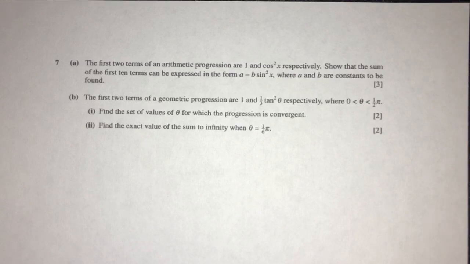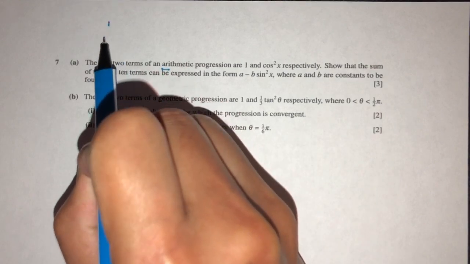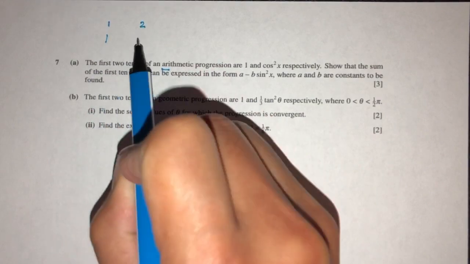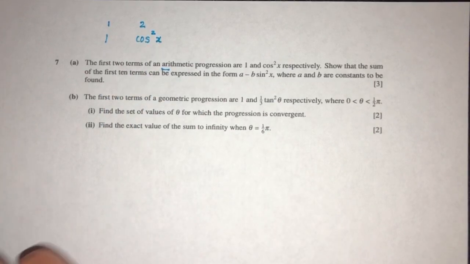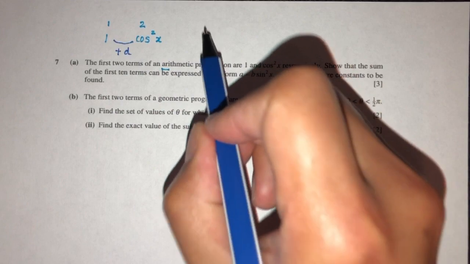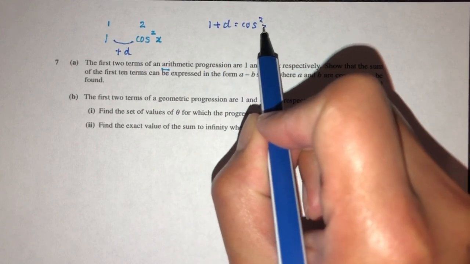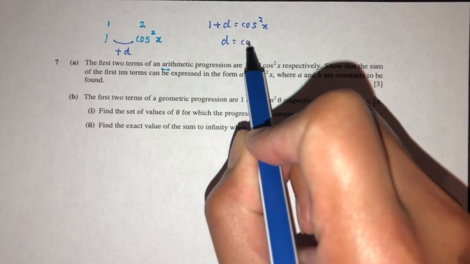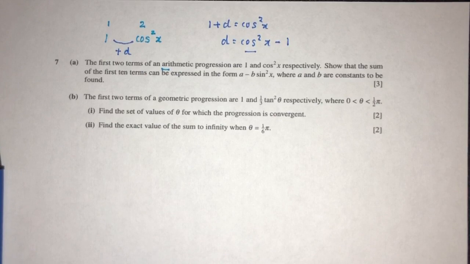The first two terms of an AP are 1 and cos squared x respectively. So we have an AP here. The first term is 1 and the second term is cos squared x. Now we do know that for an AP we have a common difference. So here to here we have to plus something, plus d. So 1 plus d has to be cos squared x, which means d has to be cos squared x minus 1. Great. Now what else?